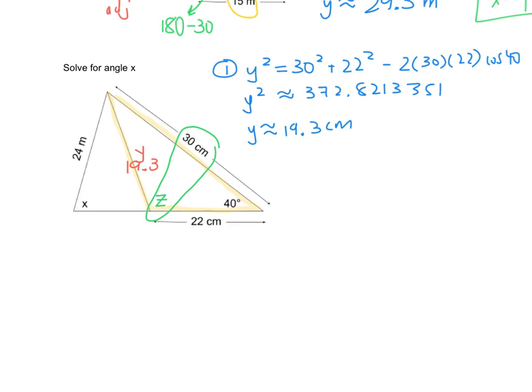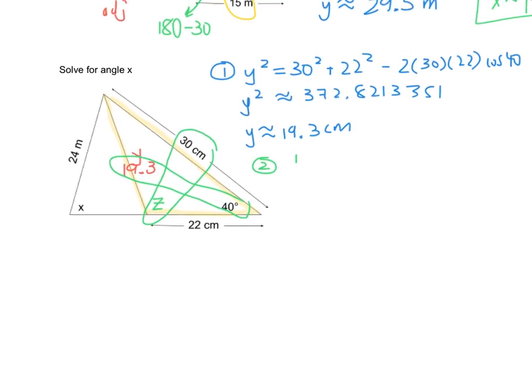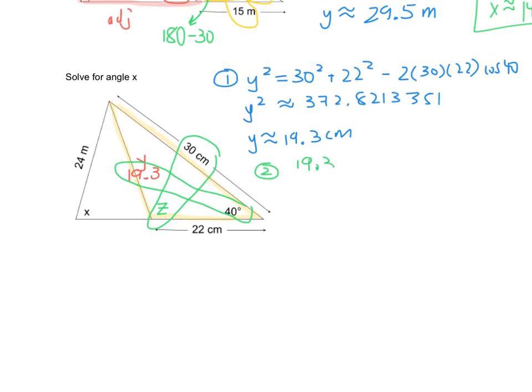And then using the 19.3 that I just came up with, I have its angle, 40 degrees. So I have a full pair there. So step 2 will be a sine law. So I have the 19.3 divided by sine 40 is equal to the 30 centimeters divided by sine z. And now we're going to cross multiply here.